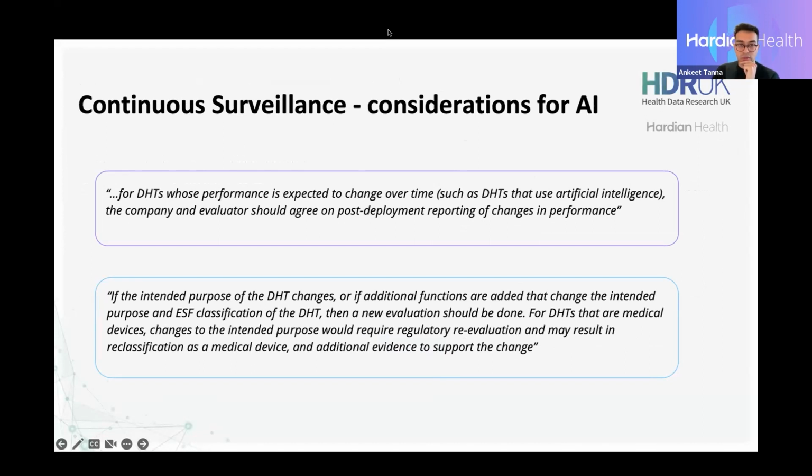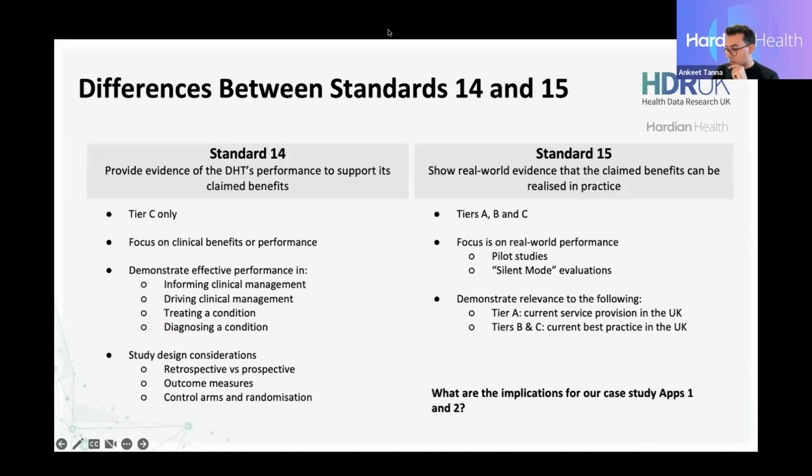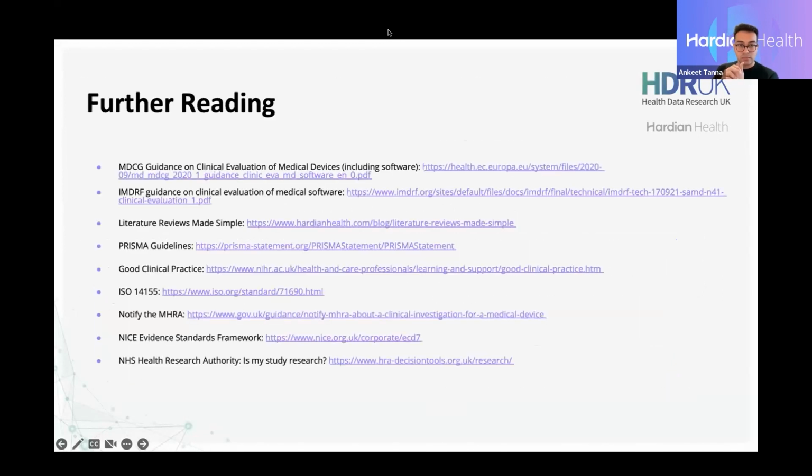Sure. Okay, so I'll move on to the reference slide. I wanted to point out that the medical device regulations are laws, but there's also guidance produced by the MDCG. And this guidance is constantly updated. I highly recommend, if you are a medical device manufacturer, to subscribe to updates from the MDCG. Not all updates will be relevant to software as a medical device, but some of them will be.